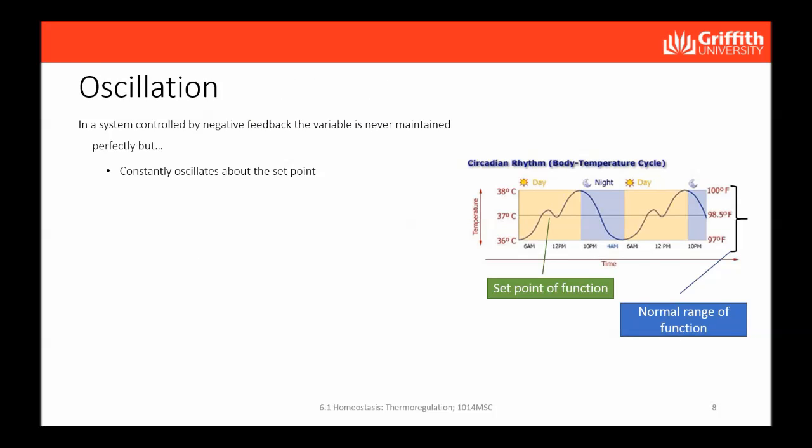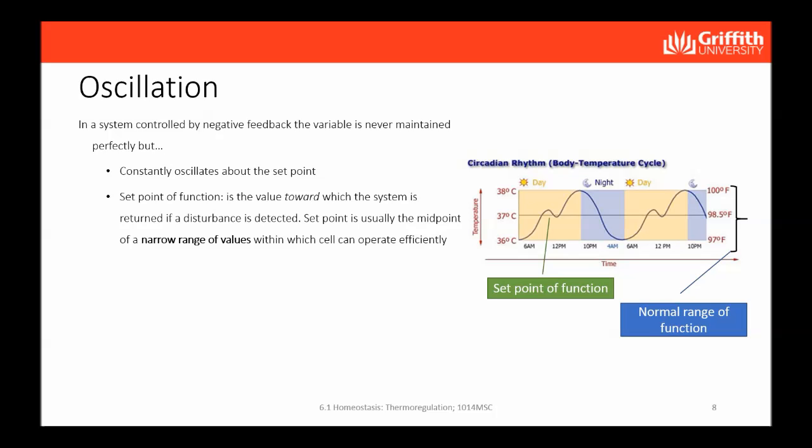In all homeostatic systems that are controlled by negative feedback, the variable is never maintained perfectly, but constantly oscillates within the relatively narrow limits of the set point. The set point of a system is the value towards which the system is returned if a disturbance is detected. A set point is usually the midpoint of a narrow range of values within which the body can operate efficiently.